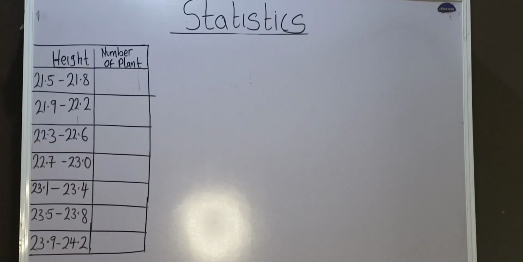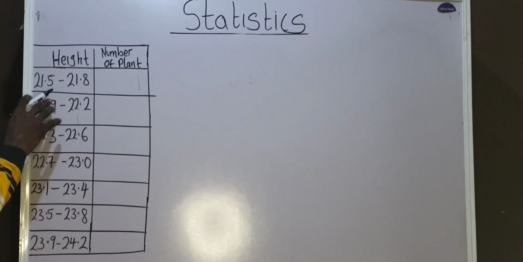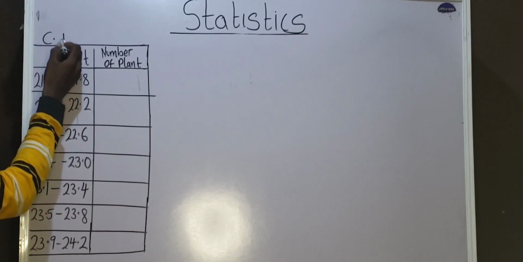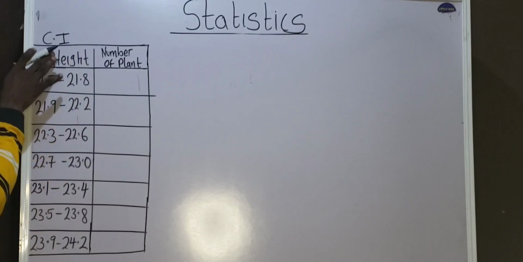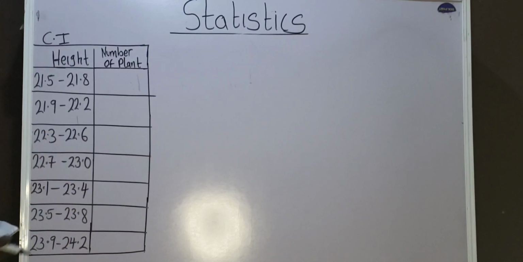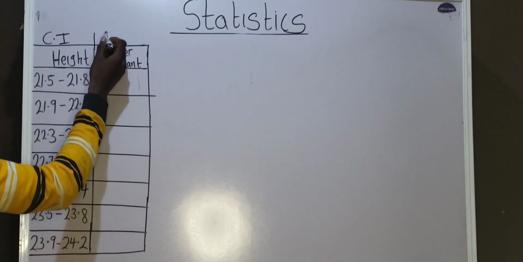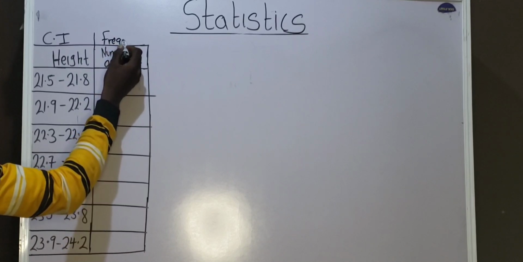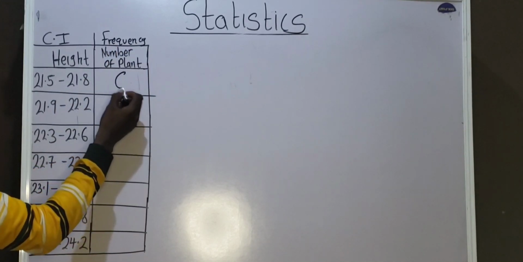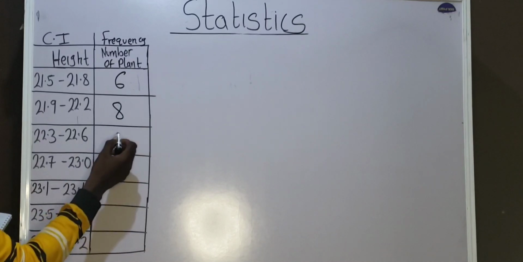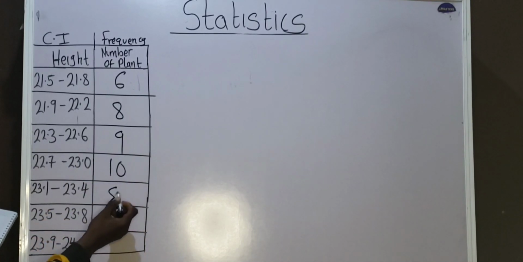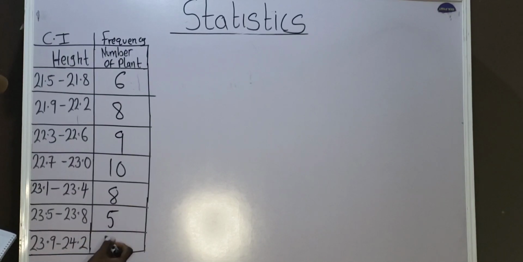Now I want you to note something. You can see that the height, the class interval, let me call it CI, the class interval is the height, and the numbers of plants is the frequency. You understand? So this is frequency, and for the first class interval, the frequency is 6, followed by 8, followed by 9, followed by 10, followed by 8, 5, and 4.